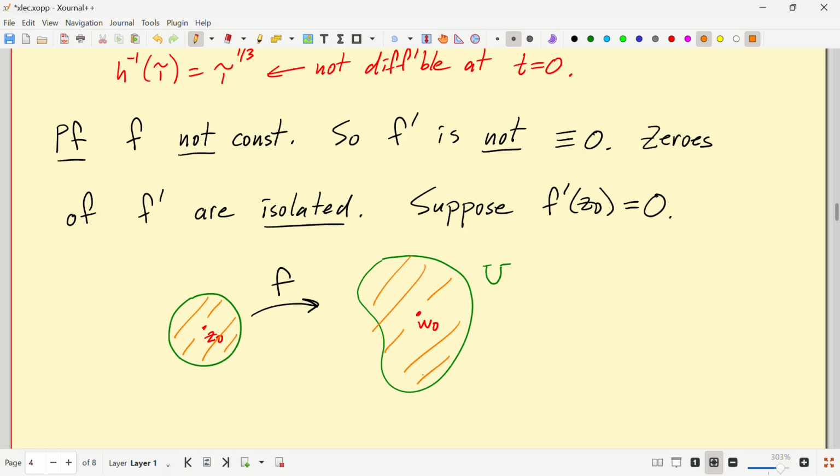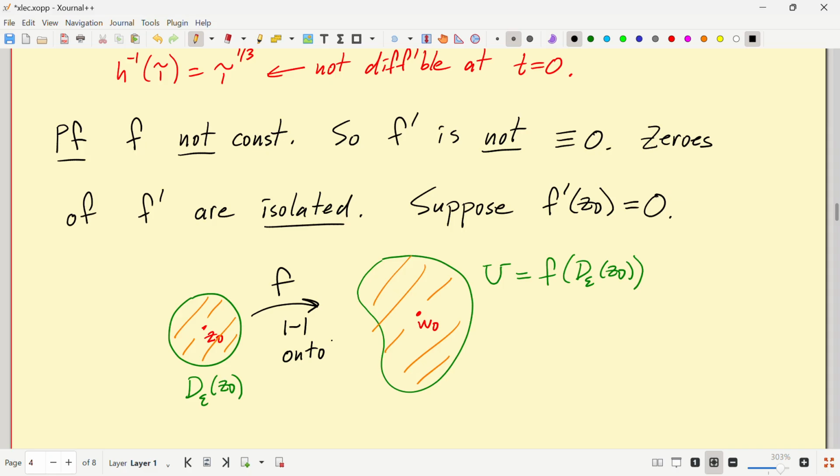Okay, so let's see. F was 1-to-1. So let's call this disk of radius epsilon about z naught. This open set u is going to be f of the disk of radius epsilon about z naught. That's going to be open and connected, and f being 1-to-1, this is going to be 1-to-1 onto. Should this be f prime? No. I just want that to be an isolated zero of the derivative.